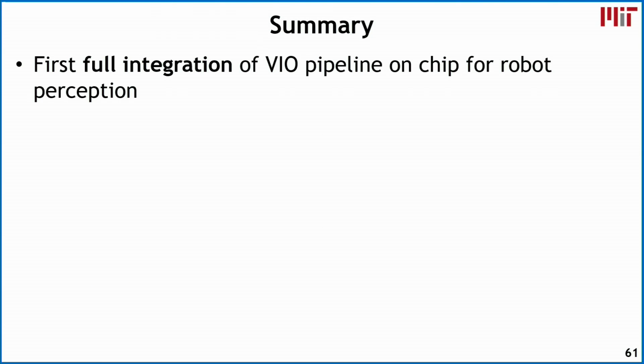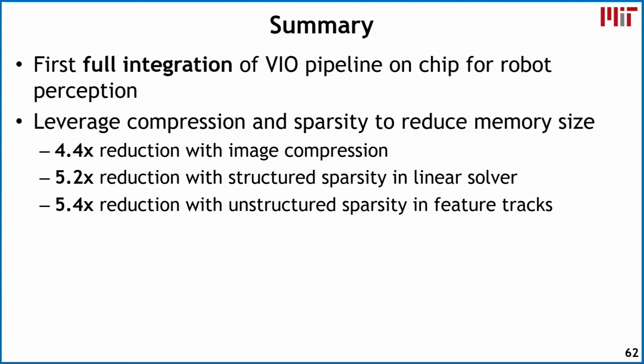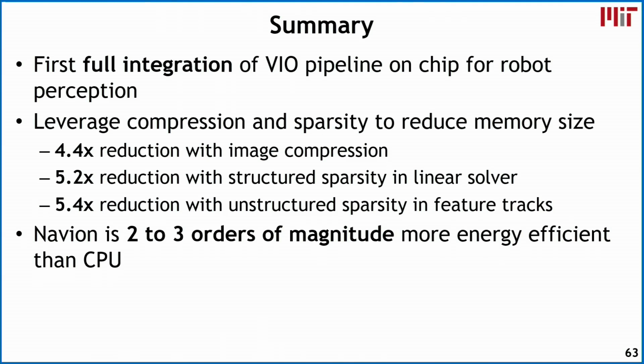So just to summarize, here we're presenting the first fully integrated VIO pipeline on chip for robotic perception. We leverage compression and sparsity to reduce the memory size itself. We're talking about a 4.4x reduction in image compression, a 5.2x reduction using structured sparsity in the linear solver, and then a 5.4x by exploiting unstructured sparsity with the feature tracks. Navion gives 2 to 3 orders of magnitude more energy efficiency than CPU implementations.